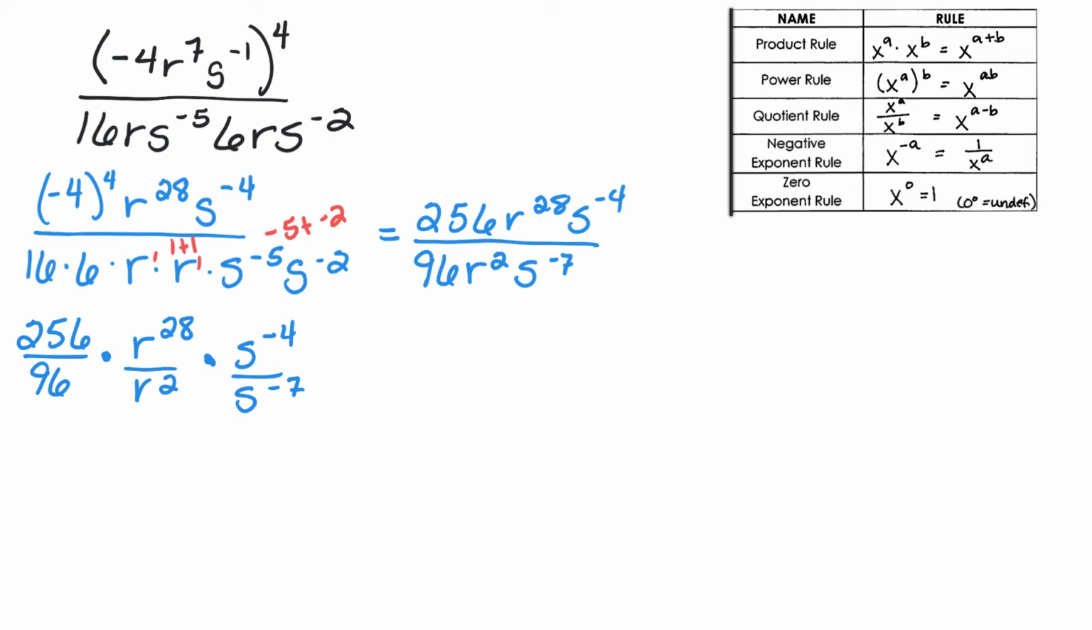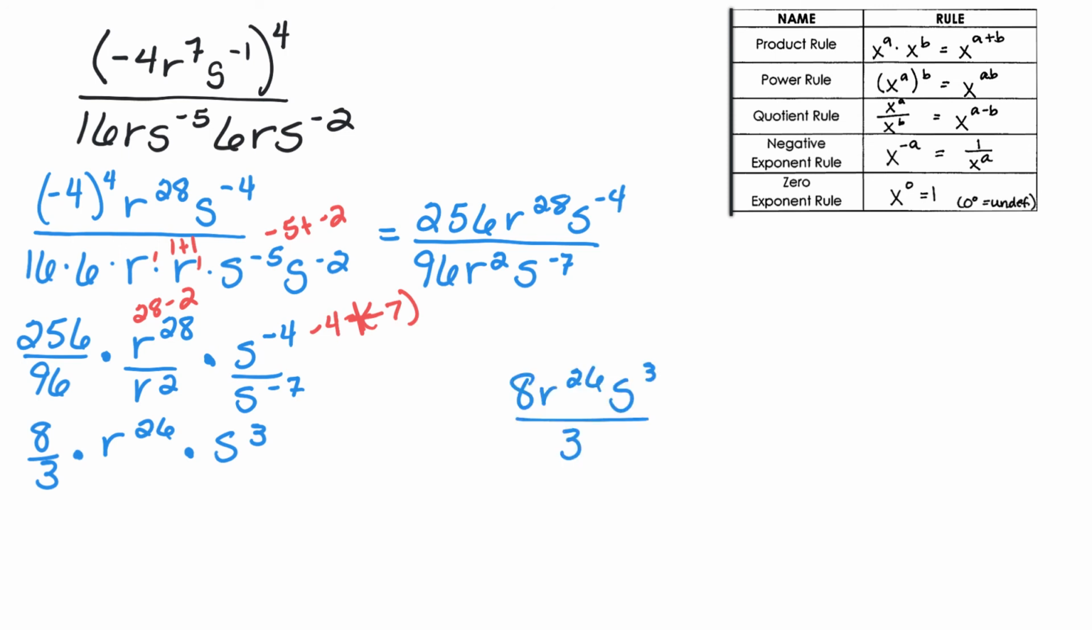So on the 256 over 96, I would need to simplify that, and it becomes 8 over 3. The rest of these, I'm going to go ahead and use the quotient rule, which means that I've got to subtract the exponents. And so now we have all positive exponents here. And so our final answer will be 8r to the 26th power times s cubed over 3.